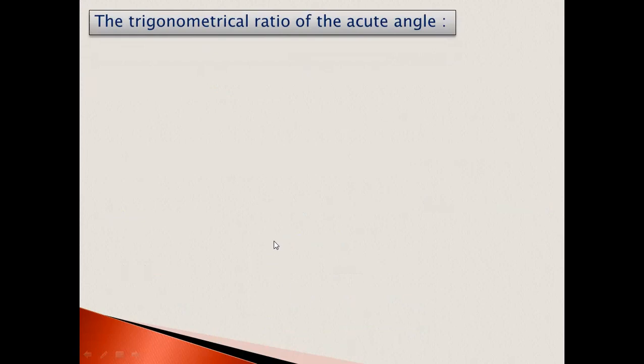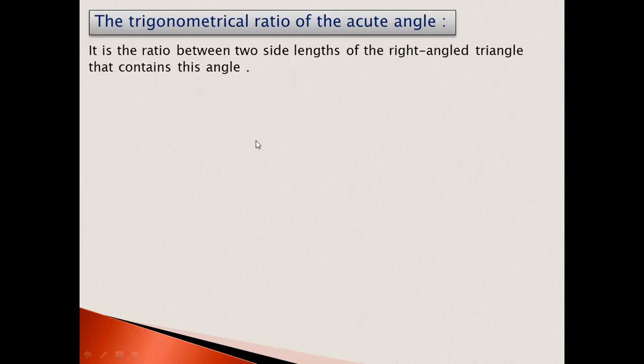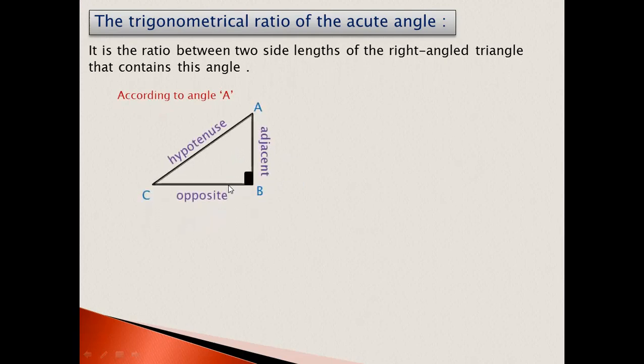Now we will take the trigonometrical ratios of the acute angle. It is the ratio between two side lengths of the right-angled triangle that contains this angle. If we need to find the trigonometrical ratios of the angle A in the right-angled triangle ABC, at first we need to know that the opposite side of the angle A is BC, and the adjacent side of the angle A is AB.